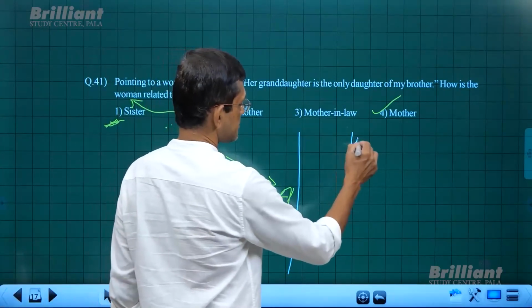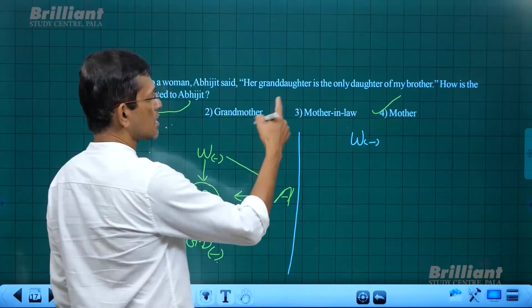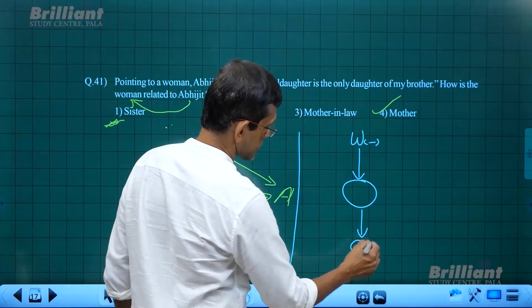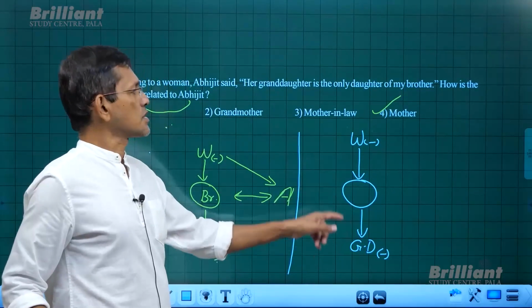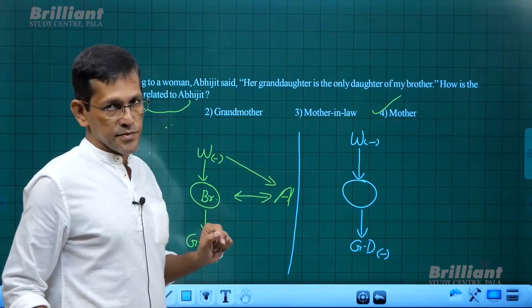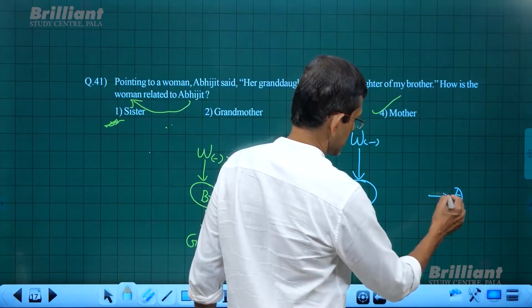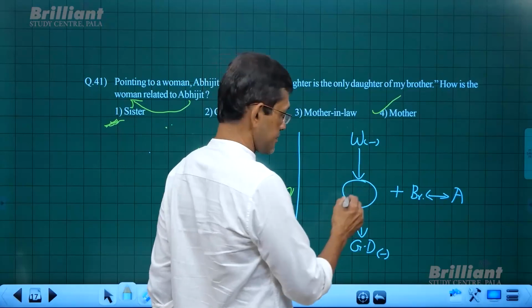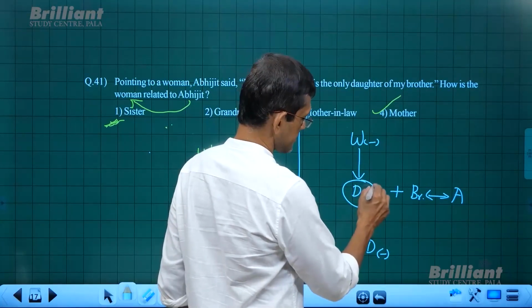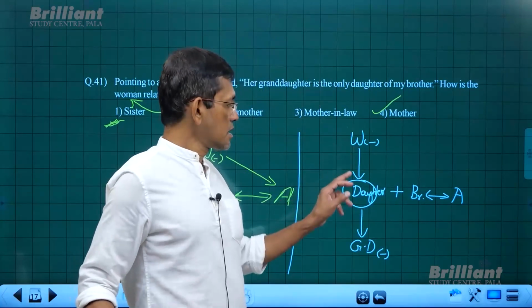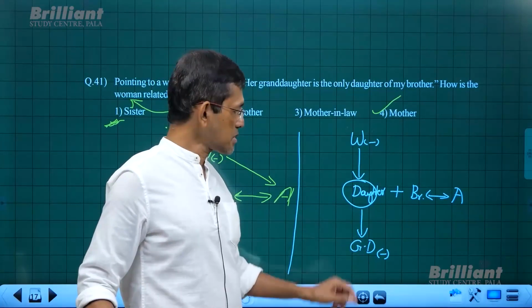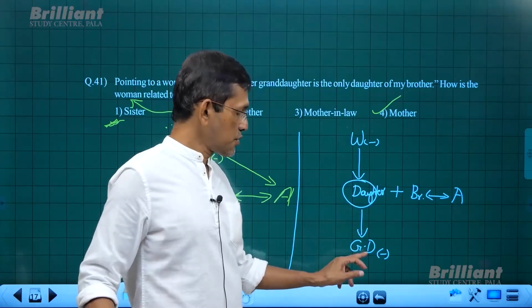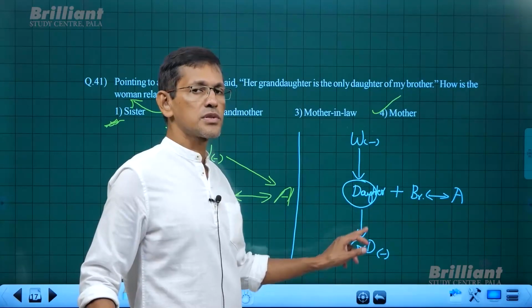So pointing to a woman, Abhijit said her granddaughter. So this woman's son's or daughter's daughter is the granddaughter, GD. This woman's granddaughter is the only daughter of my brother. So Abhijit has a brother, and the brother is married to this woman's daughter. So this woman's daughter's daughter is her granddaughter. At the same time, from Abhijit's point of view, Abhijit's brother is married to the daughter of this woman. So this woman's granddaughter is the only daughter of Abhijit's brother.